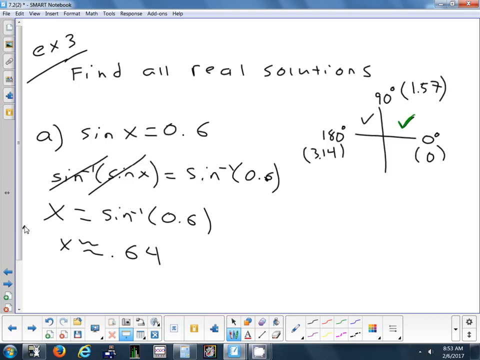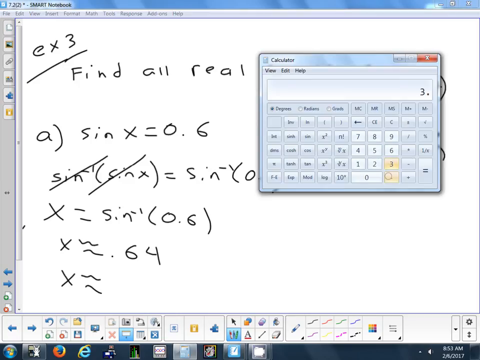I need my second quadrant answer. So how do I get the second one? Did you just add it to 1.57? We don't subtract it. Yeah, we want to subtract it from pi. Okay, you want to subtract it from 3.14. And if you're not sure if you did it right, you can check your answer after very easily. So let's take 3.14 and subtract 0.64. Okay, 2.5.